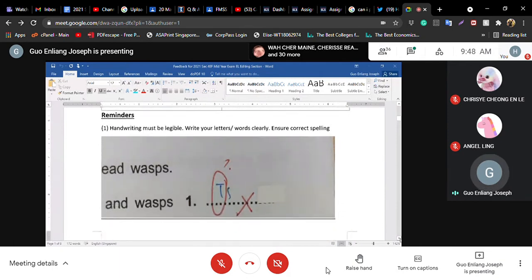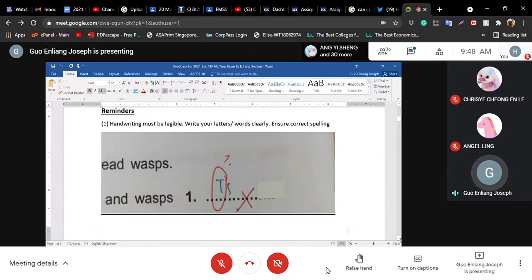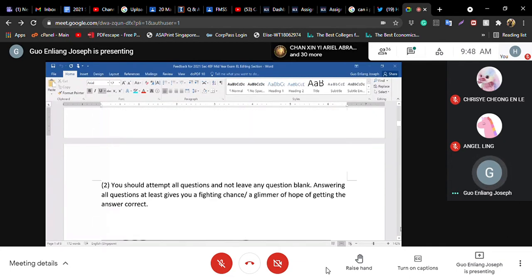Our handwriting must be legible. So we took a picture of some of the scripts. This one looks like an I and looks like a T, so we don't know what it is. It is wrong. Remember, if you cannot read your handwriting, it is wrong. So take note of this.